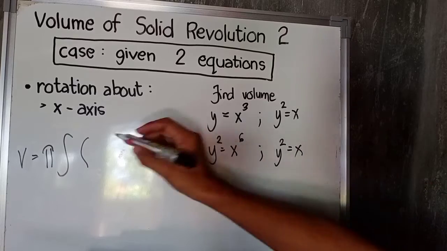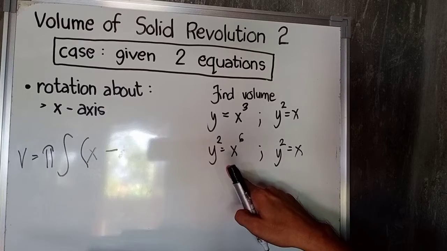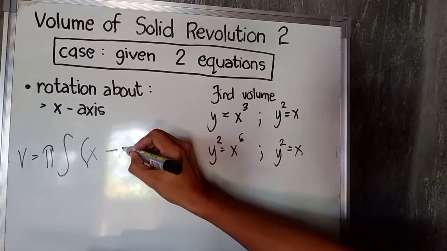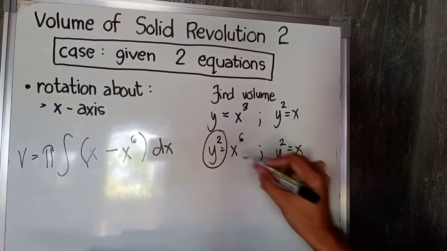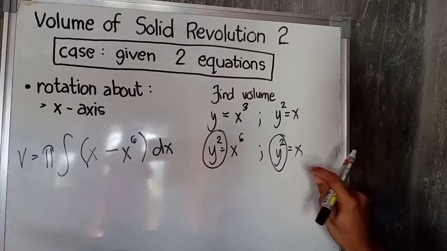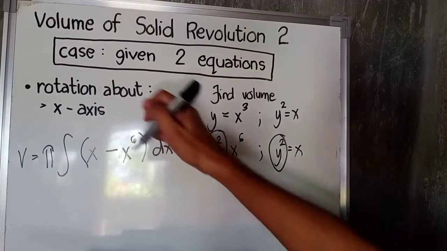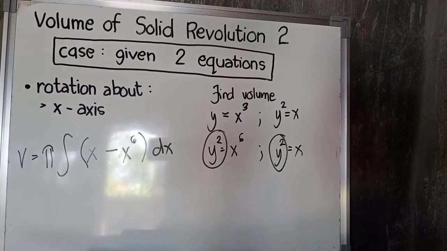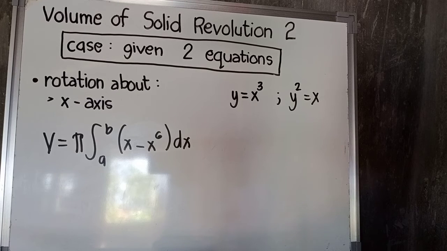So ito yon, x minus, so this is x raised to 6 dx. So yung values ng ating y ang nilalagay natin dito. So ang value ng y squared dito sa kabila ay x, dito naman ay x raised to 6. Pero wala pa tayong upper and lower boundary. So yun yung nasunod natin na hahanapin. Okay. So wala pa tayong upper and lower limit. So yun yung hahanapin natin.